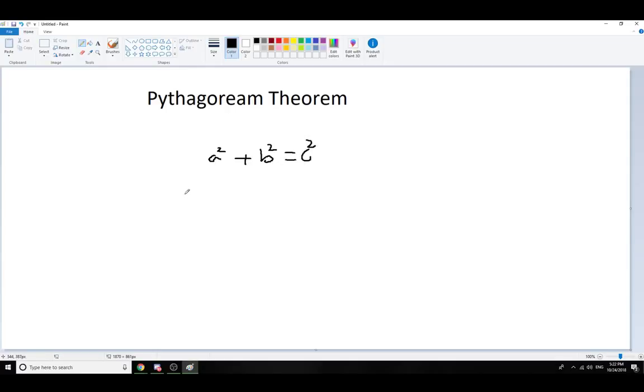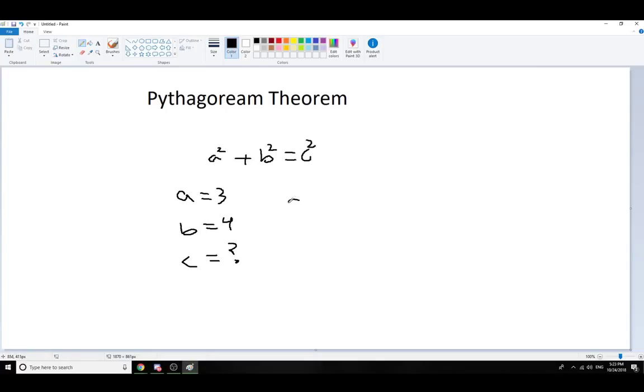So, let's just plug some numbers in for a. A is going to be, let's just say 3. We'll have b equals 4 for simplicity's sake, and C is going to be, well, we don't know what C is. That's what we're going to try to find out. So we're going to put a question mark here for C. So let's plug these numbers into the theorem here.